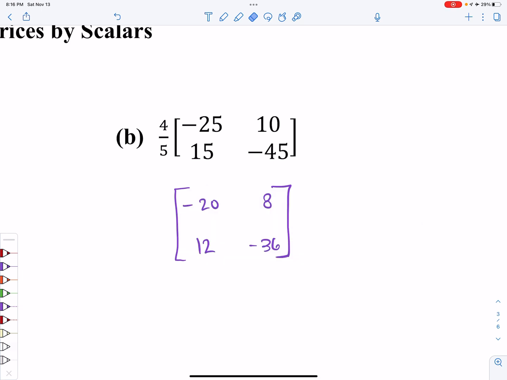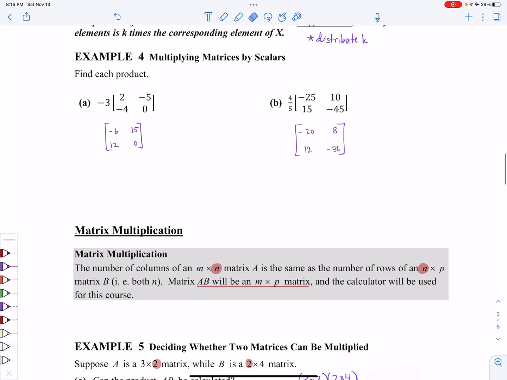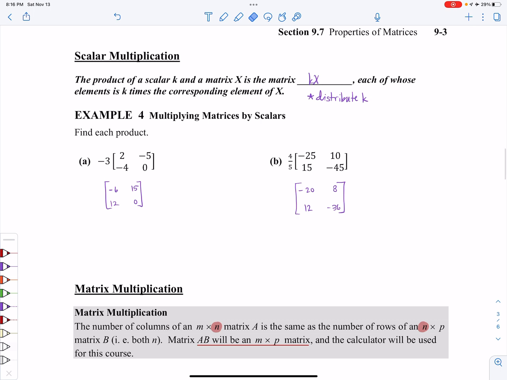Do the same thing with all 4 of those positions. So just divide 5 first and then multiply by 4. And that's an easy way to multiply by a fraction, and you don't even need a calculator to do that. So that's when you multiply a number by a whole matrix.